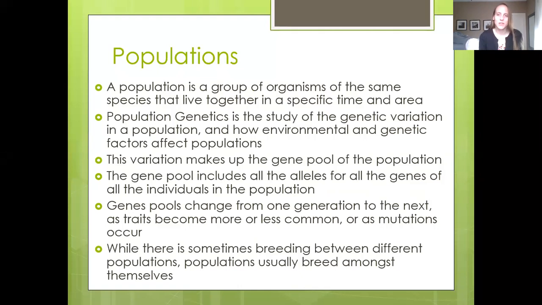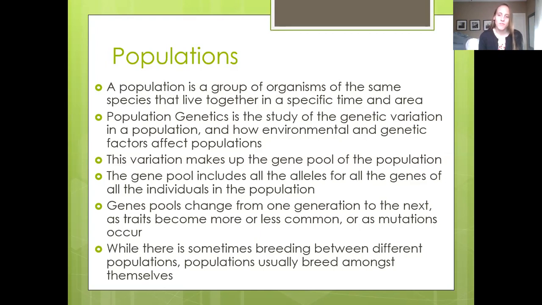So a population is a group of organisms that is in the same area at the same time and that is all the same species. In population genetics, we study how genes vary within a population and how both environmental factors and genetic factors affect a population. The variation makes up the gene pool of a population. So when we say a gene pool of a population, we're referring to all of the genes and all of the different alleles within that population.